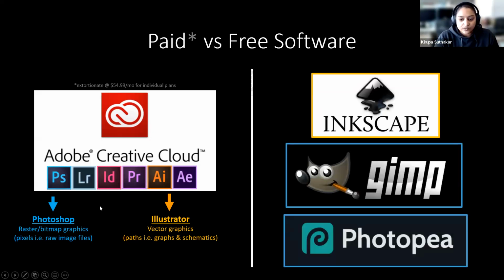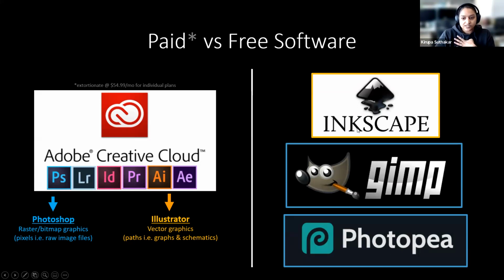In terms of free software, I'm going to highlight 3 different examples, and I want you all to notice that I'm going to use this color coding for the rest of the presentation. Anything that deals with raster graphics, I'm going to highlight in this blue color, and anything that deals with vector graphics, I'm going to highlight in this yellow color.